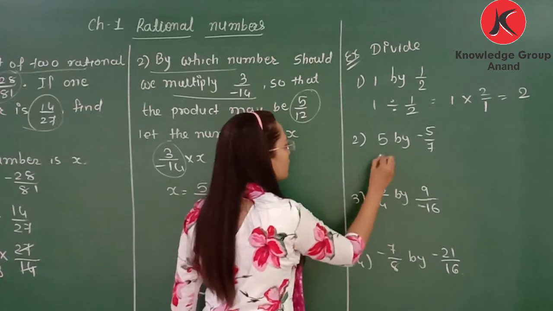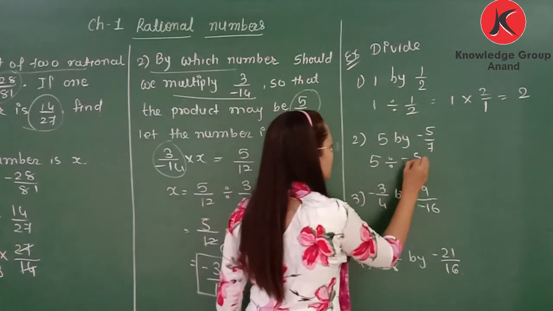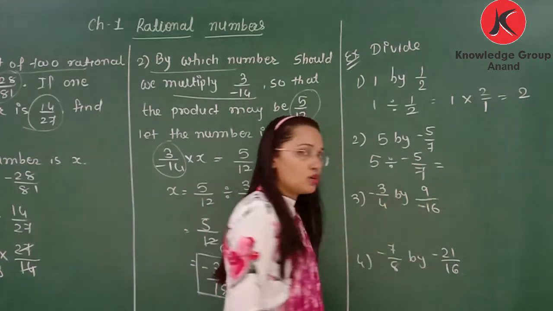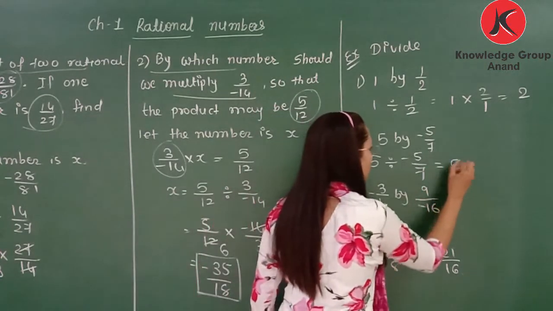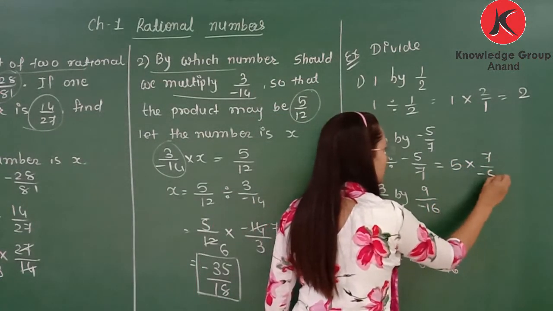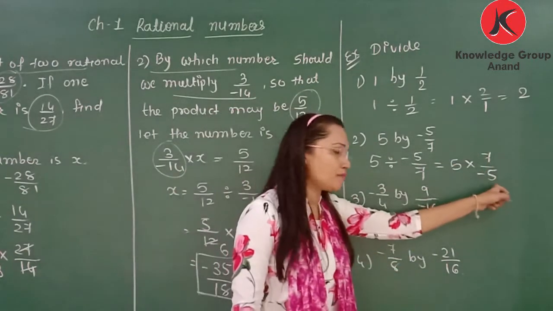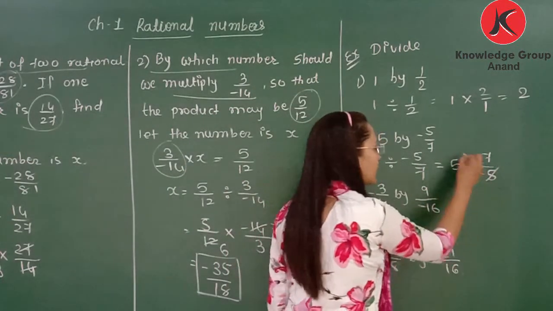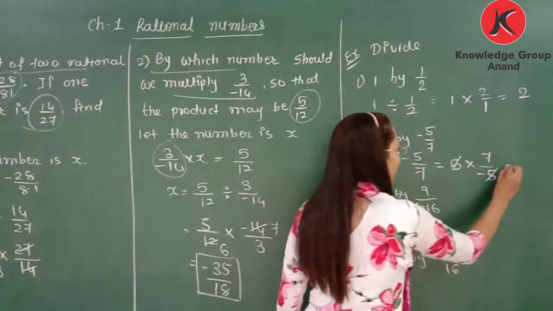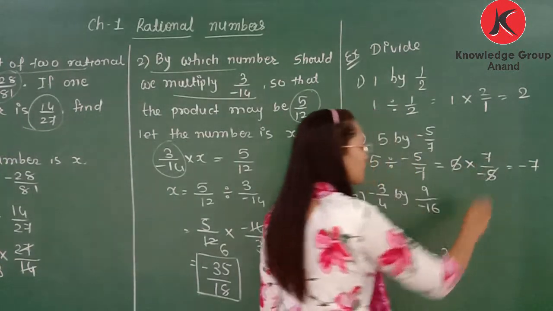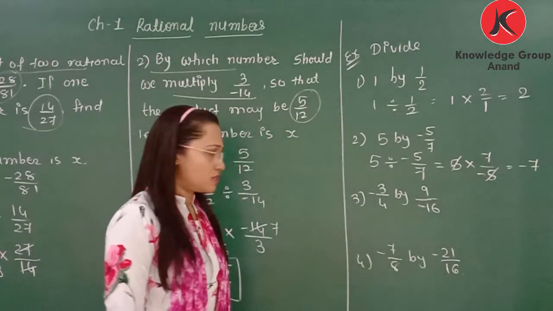Now for the next one, 5 divided by minus 5 by 7. So here 5 multiply with 7 by minus 5. The reciprocal of minus 5 by 7 is 7 by minus 5. Now here you can cut the common factor 5. So the answer is minus 7. This negative sign is given to the 7.